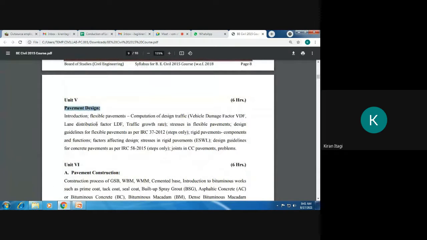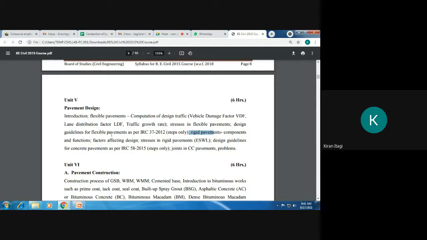Next, designing. Initially I said that we have two types of road, that is flexible pavement and rigid pavement. Flexible pavement is nothing but an asphalt road or tar road, and rigid pavement is nothing but a cement concrete road. So how to design means what should be the thickness of the road. We have n number of layers, and with respect to that, what should be the thickness of each layer?